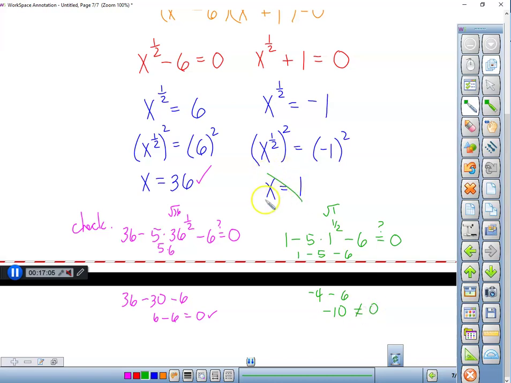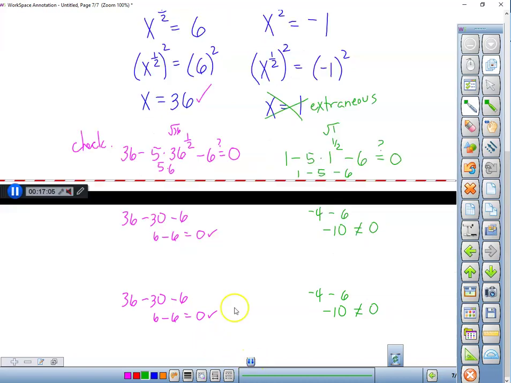So it turns out 1 is an extraneous solution, and we throw it out. So our only valid solution turns out this time to be the 36.